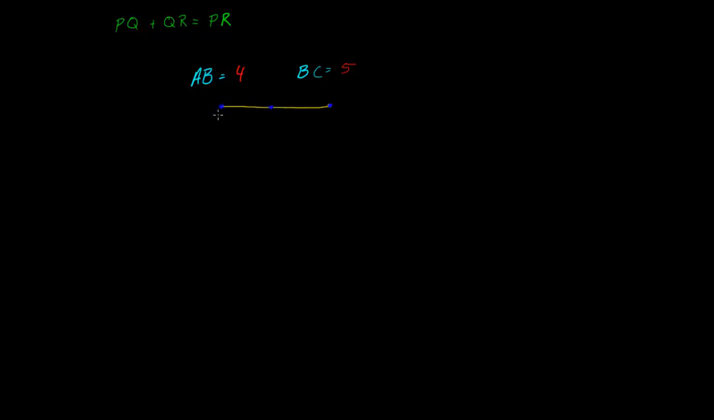It's going to say A, B is equal to 4, so we know that this distance right here is 4. BC is equal to 5. Now it wants to know what AC equals, and our answer to that is if you add these two together, you will get 9. That is 4 plus 5 equals 9.